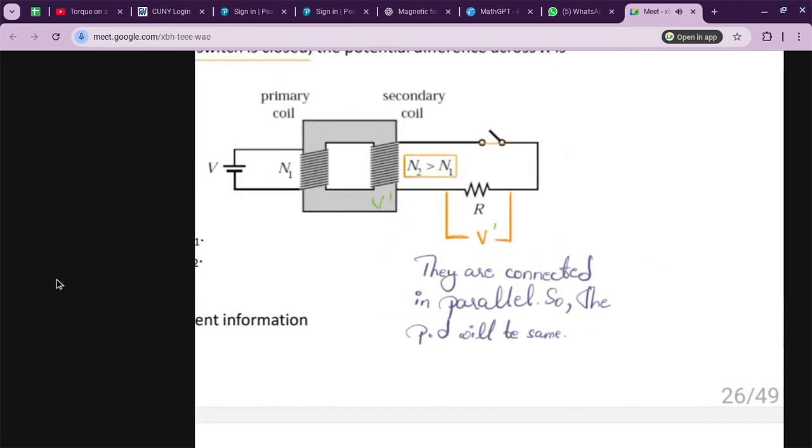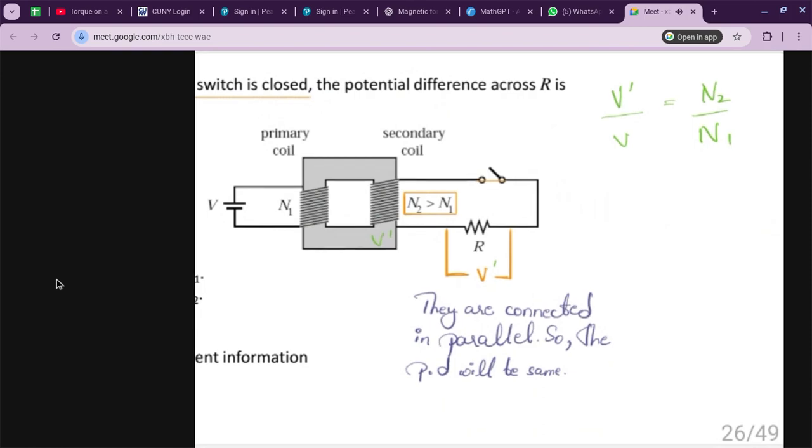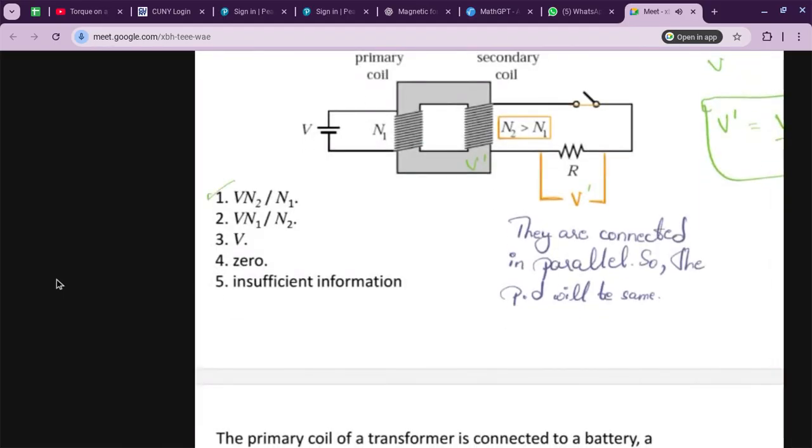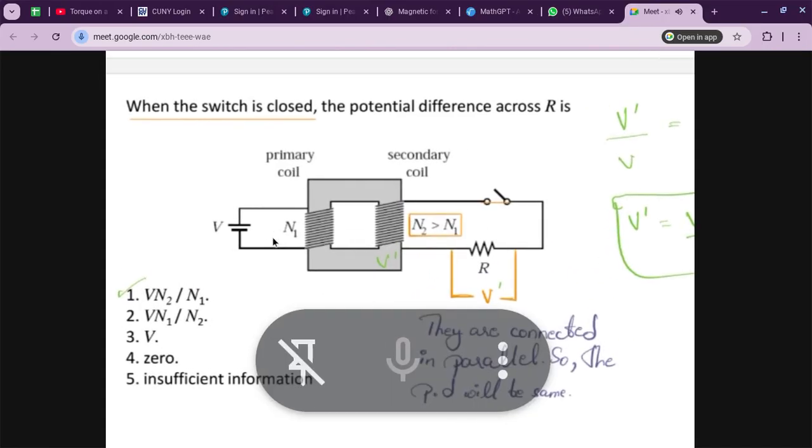Now let's talk about this. V prime over V is equal to N2 over N1. We need to find this V prime. This V moves to the right side of the equation and it multiplies with N2. Then V prime will be equal to V times N2 over N1. So this will be the answer. So the correct answer will be option 1.